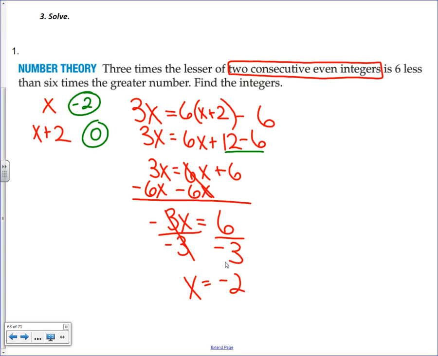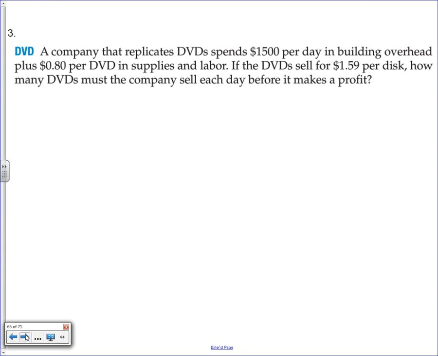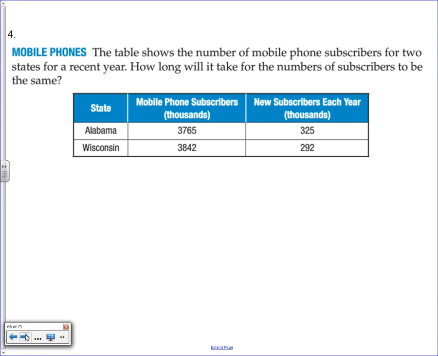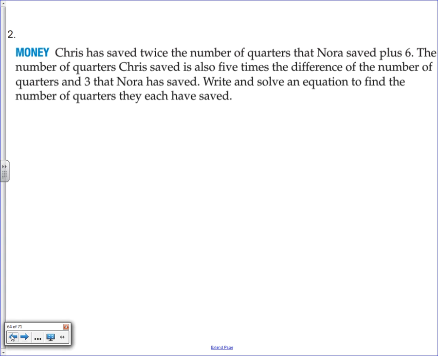How are we doing there? You will have one of those on your homework tonight. Just one. Sound good? Okay. Let's go ahead and, where do I want to go here? We'll just go in order, I suppose. Number 2, go ahead and read there about Chris and Nora.